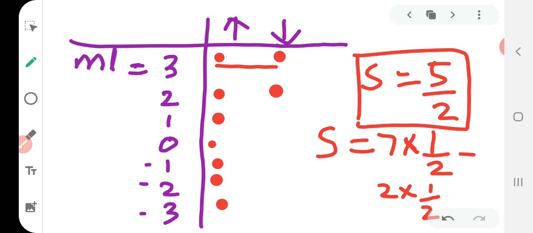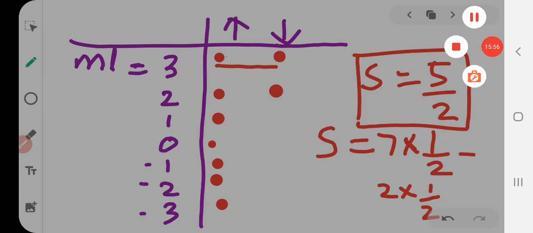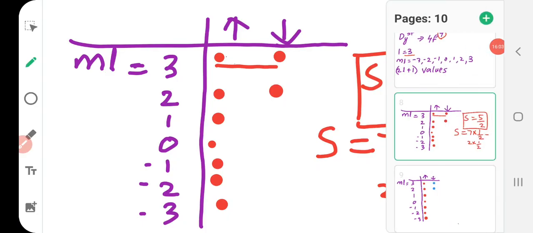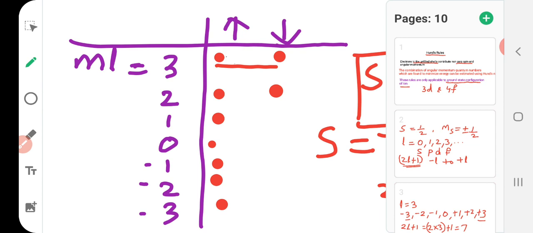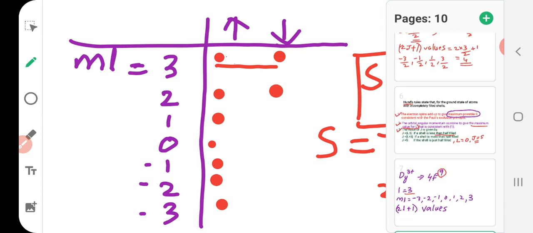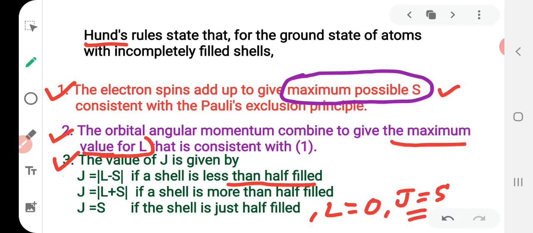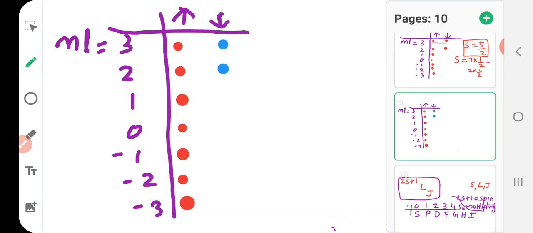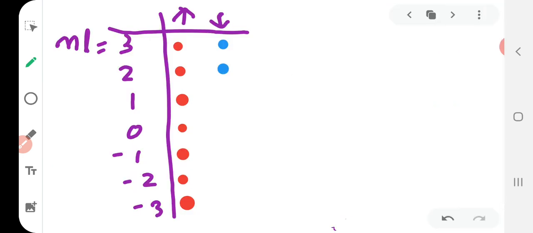And we have to arrange the 9 electrons in such a way that its value of S should be maximum. For that, this type of arrangement is needed. So we have maximized S. And what is the second rule? Second rule is, after maximizing S, we have to maximize L, that is orbital angular momentum quantum number. It should be maximized. So S we have maximized, and the value of S is 5 by 2.